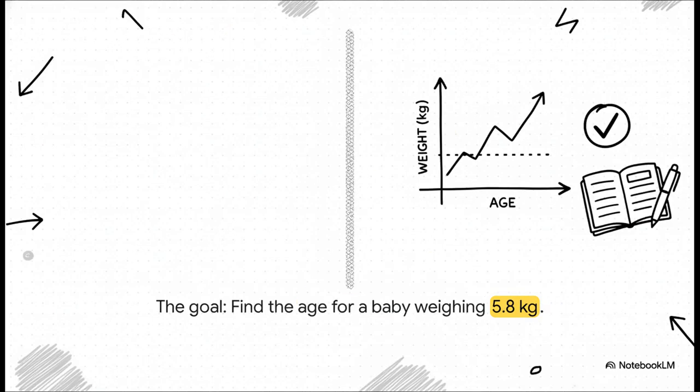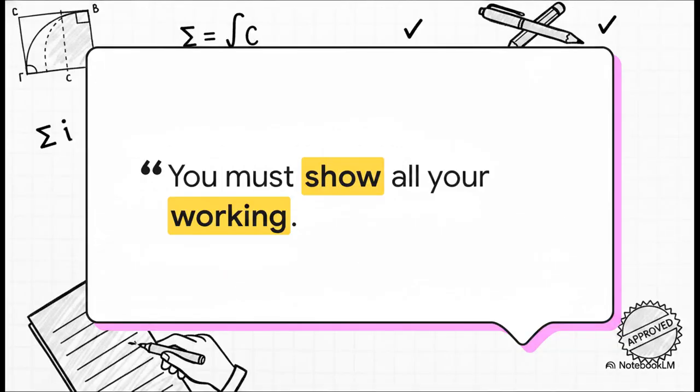So our job is crystal clear. We need to go to 5.8 on the weight axis, go across to the trend line, and then drop down to the age axis. But the real question is, how do you prove to the examiner that you've actually done that? You see this instruction on every single exam paper. You must show all your working. But for a graph question, your working isn't some calculation you write out. Your working is the lines you physically draw on the diagram itself. This is how you collect that first, crucial method mark.